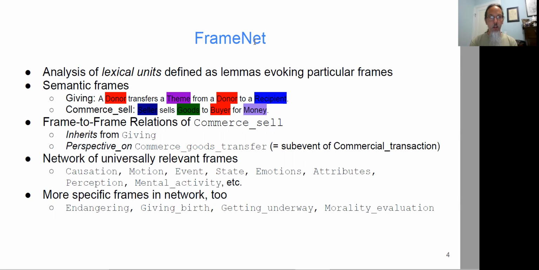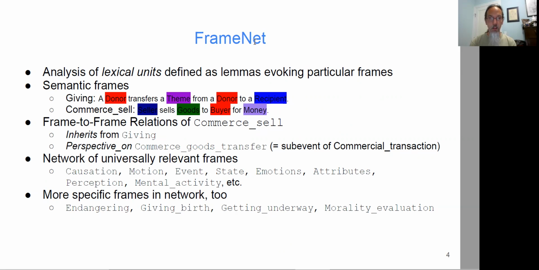FrameNet is a project focusing on analyzing lexical units, which are defined as lemmas that evoke particular frames. Semantic frames are things like Giving, where a donor transfers a theme to a recipient, and Commerce_sell, where a seller sells goods to a buyer for money. You can, without too much reflection, see that those should be semantically related, and they are in our network.